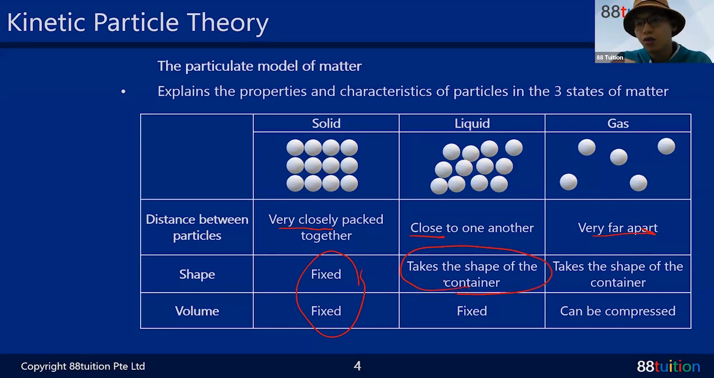Okay, then for liquid, the shape takes the shape of the container because the particles can flow. When the particles can flow, they will take the shape of whatever container they're in, like water. The water will take the shape of the container because the particles flow past one another. But in terms of volume, it is fixed because the particles are still relatively close to one another. You cannot expand it, you cannot contract it.